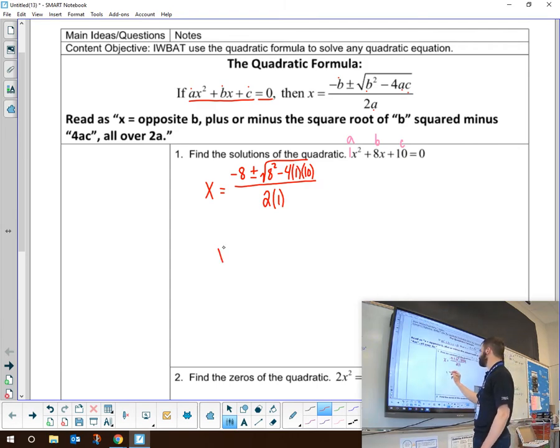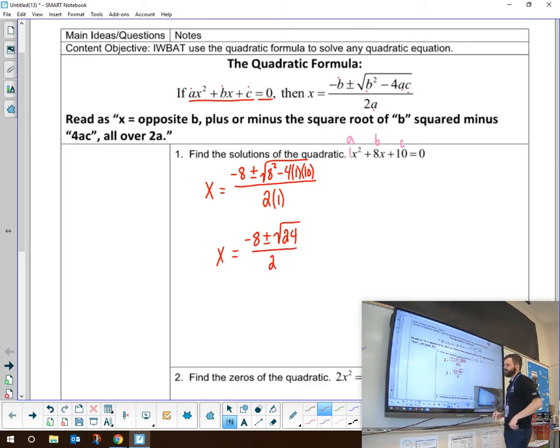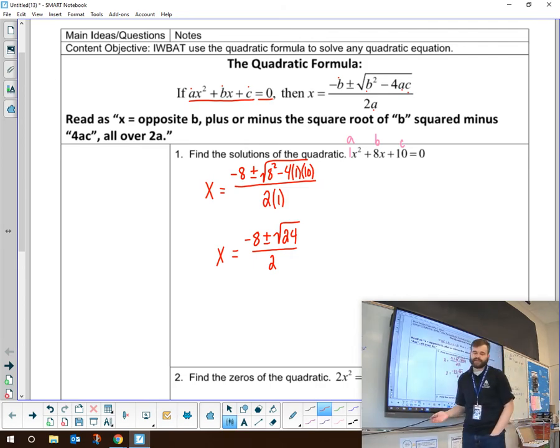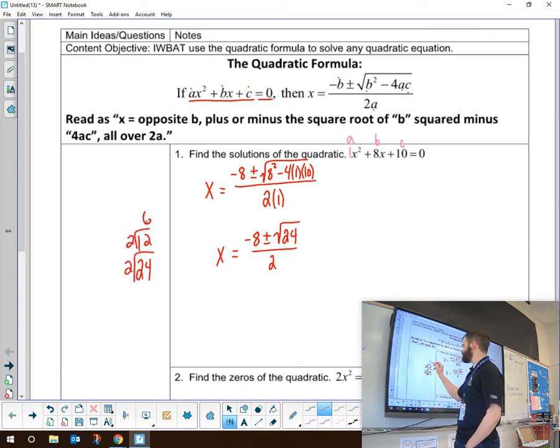So this is going to simplify to x equals negative 8 plus or minus the square root of 24 over 2 times 1, which is 2. Now, this is just like everything we've seen before, right? We're just simplifying this. There's no square root in the denominator, nothing like that. Next thing that I'm going to do is take my 24 and simplify it. I'm going to cake it. So I'm going to take that 24, we're going to go 24 divided by 2 is 12, 12 divided by 2 is 6, 6 divided by 2 is 3.